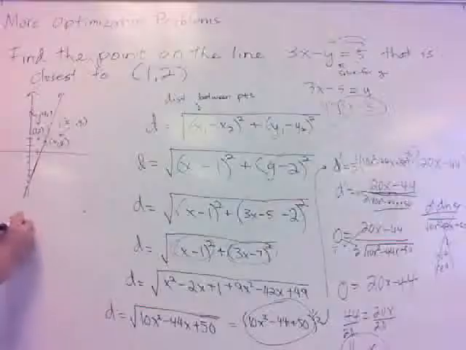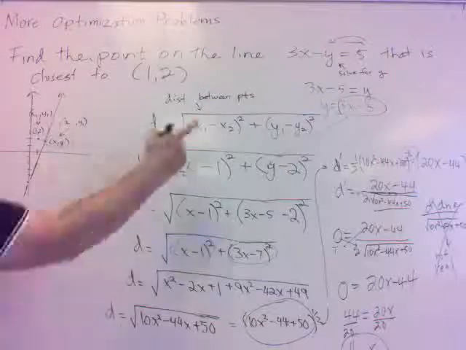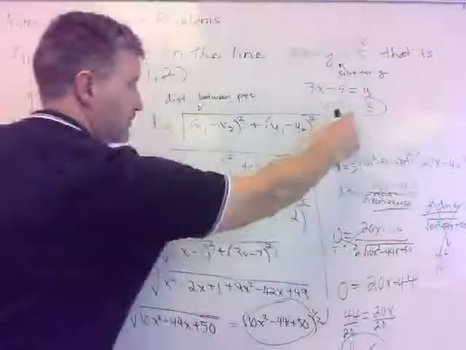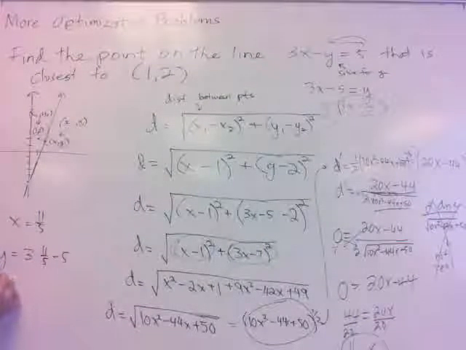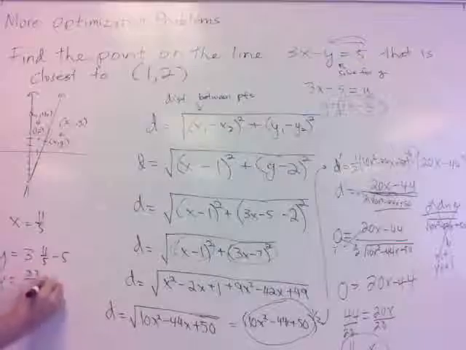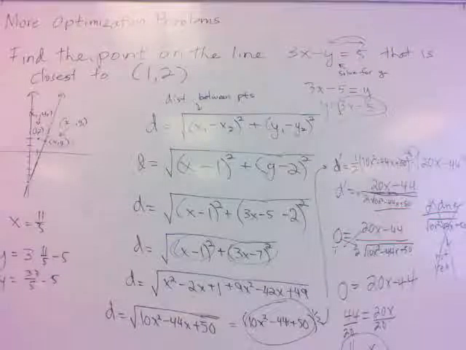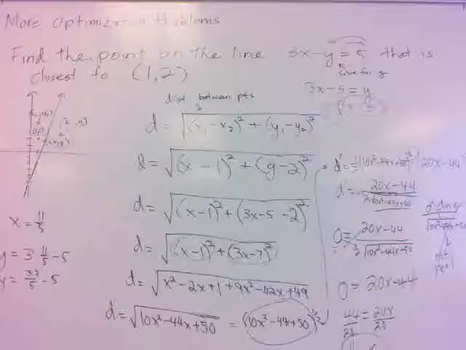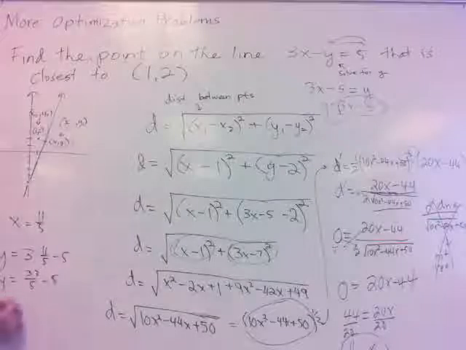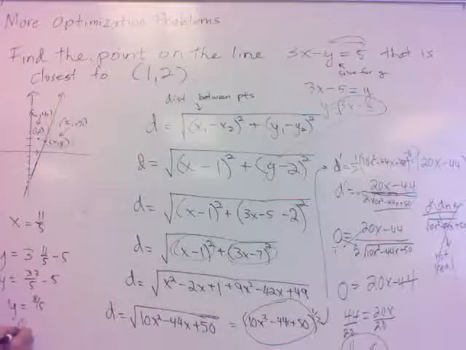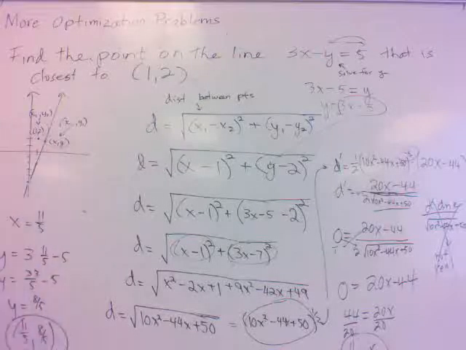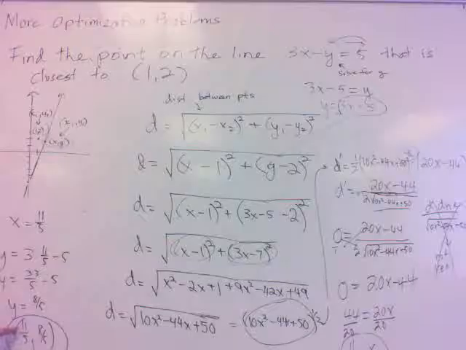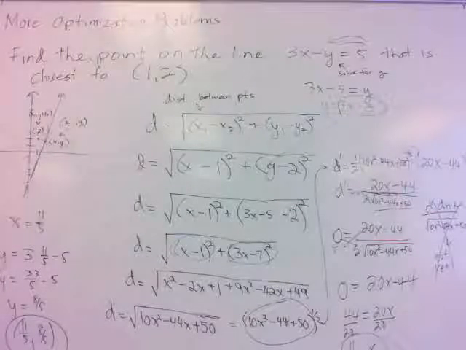So the x is 11/5. The y value would be 3x minus 5, right here. So it would be 3 times 11/5 minus 5. Well, that's 33/5 minus 5. Let's see, 5 is 25/5, so that's 8/5. So it's (11/5, 8/5). And 11/5 is 2 and 1/5. So yeah, that seems to be right there.